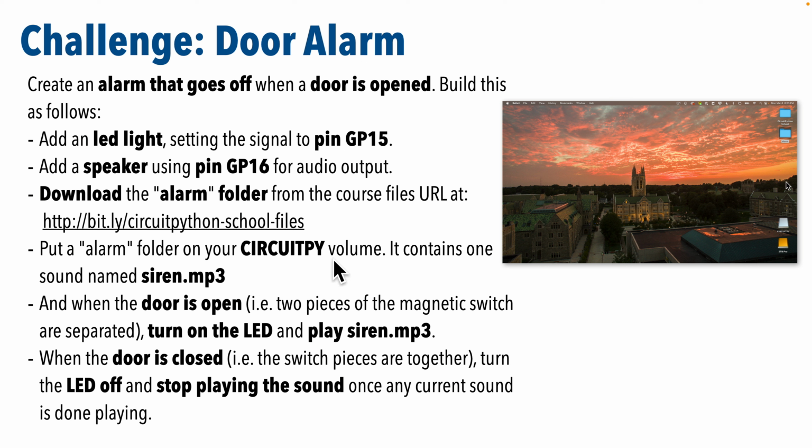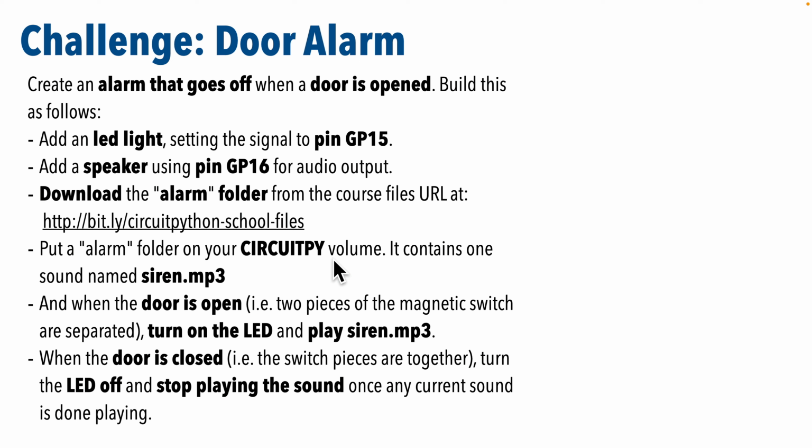That folder contains a single MP3 file, siren.mp3. Copy this to your CIRCUITPY volume. If you don't have enough room, be sure to delete any old sound folders that you're not using. Also, know that you can remove any library files that you aren't currently using and restore them later. Now, when the door is open, meaning when pieces of the magnetic switch are apart, light up that LED and play the alarm sound. And when the door closes, turn off the LED and stop playing the sound once any current sound is done playing. So it should work like this.